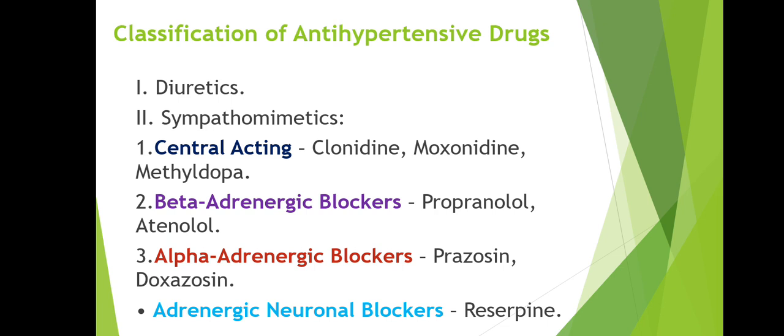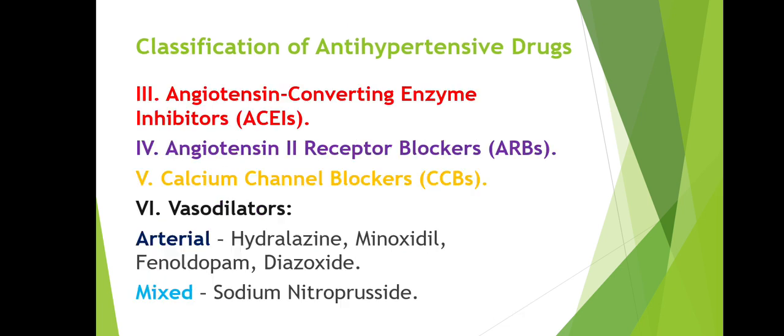We have diuretics, we have sympatholytics, and under them we have 3 categories: central acting, beta adrenergic blockers, and alpha adrenergic blockers. Actually not sympathomimetics, it's sympatholytics. Then we also have adrenergic neuron blockers. Apart from that, we have angiotensin converting enzyme inhibitors. We also have angiotensin 2 receptor blockers. Then we also have calcium channel blockers. Then we also have some vasodilators which act on the arterial side, like hydralazine, minoxidil, and diazoxide.